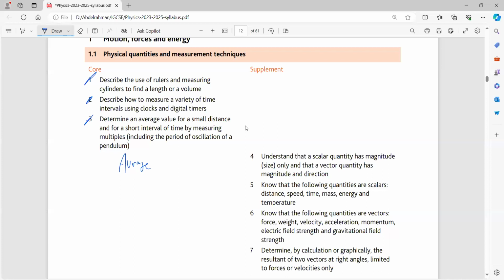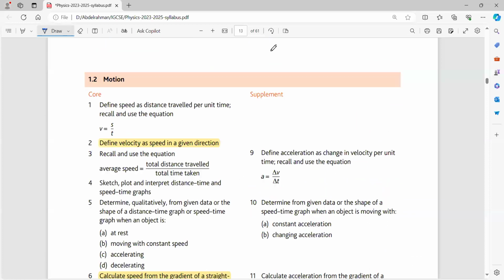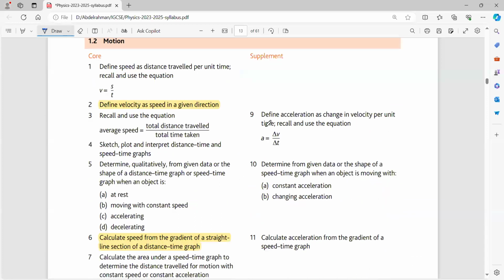What we are required to know is the core content only, not the supplement, okay? You're not required to know the supplement. You're not required to know anything on the right-hand side, only on the left-hand side. Okay, moving on to motion.